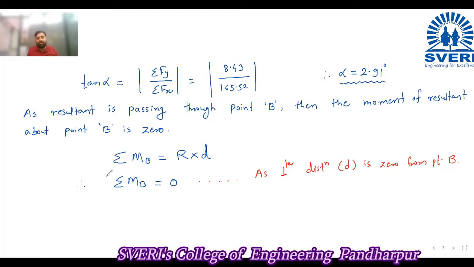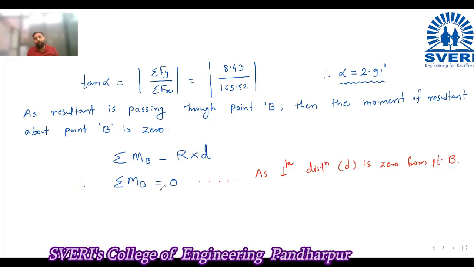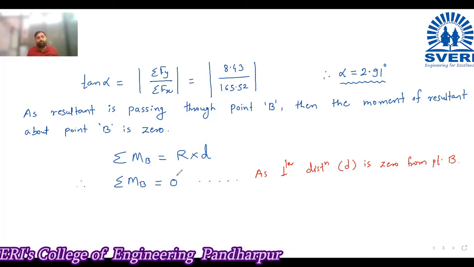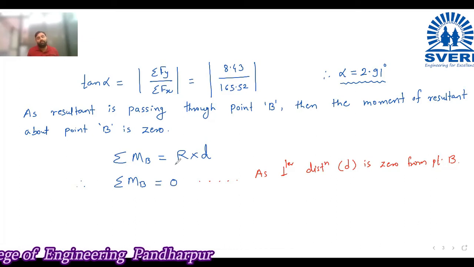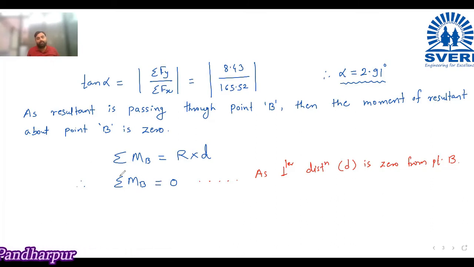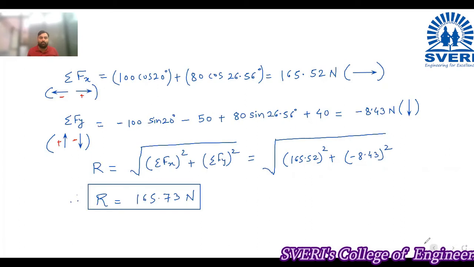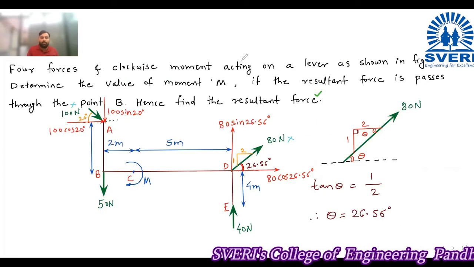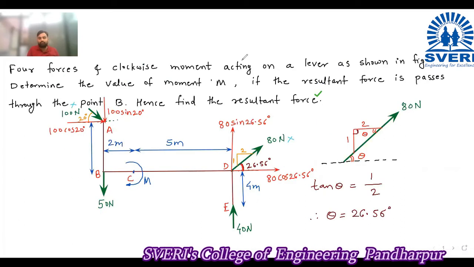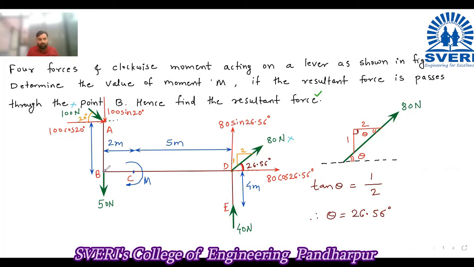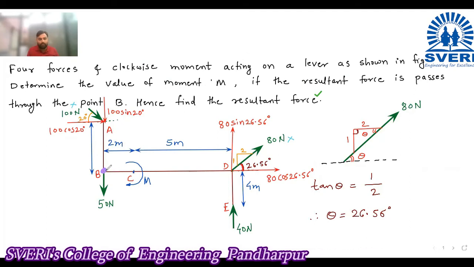So we have got this equation now. Summation MB is equal to 0. So the sum of the moments of all the forces at point B is equal to 0. So now we will find out this LHS. We will calculate the actual sum of the moments of all the forces. We will go to the diagram. So here is our point B.